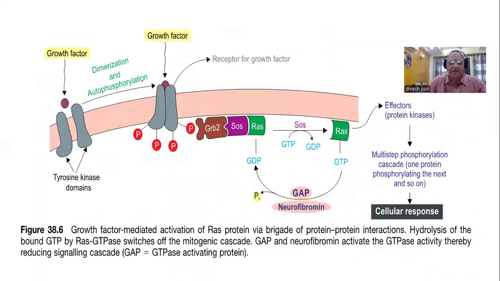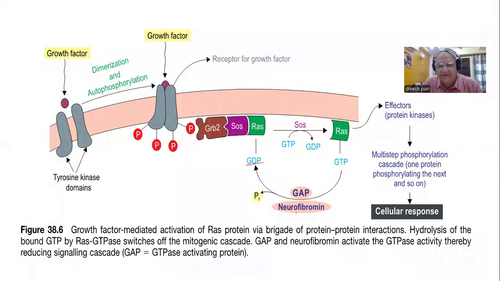You can see here growth factor binding with the receptor, some changes. RAS GDP is converted to RAS GTP, and this RAS GTP is causing the cellular response of proliferation. तो हमने अभी बात की GTP must be converted to GDP. तो GTPase activity होती है. So GTPase activity is promoted by these two proteins, GAP and neurofibromin.